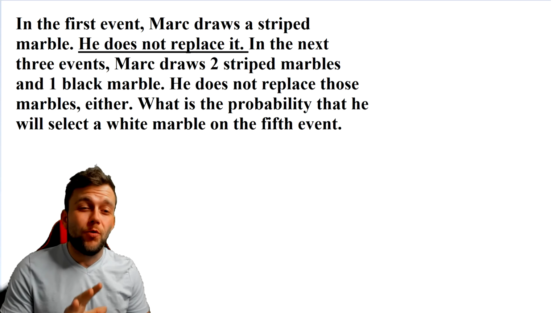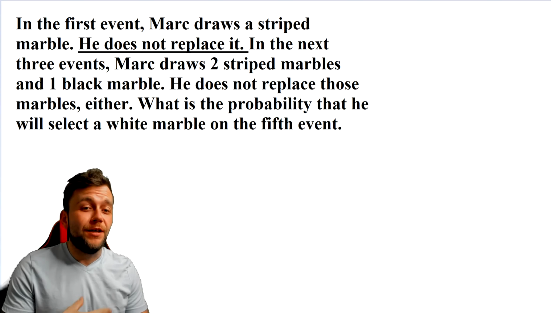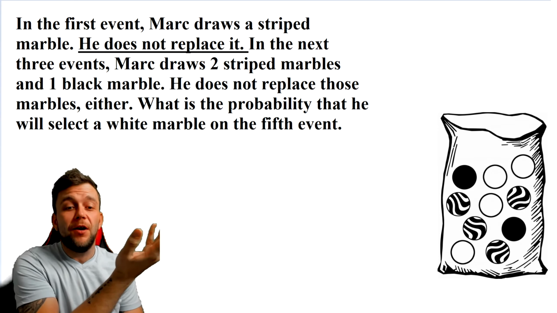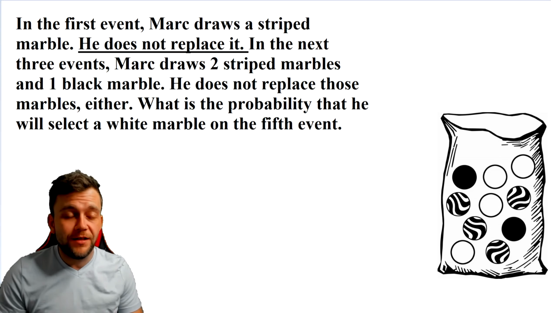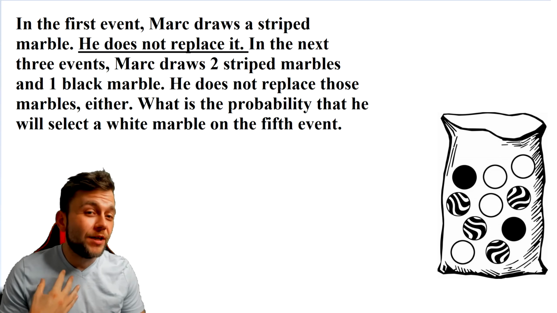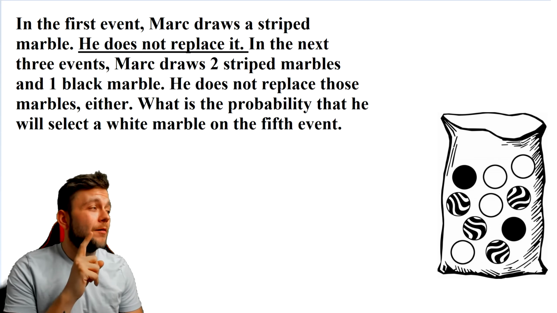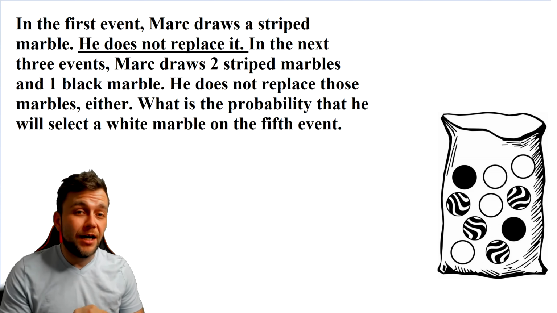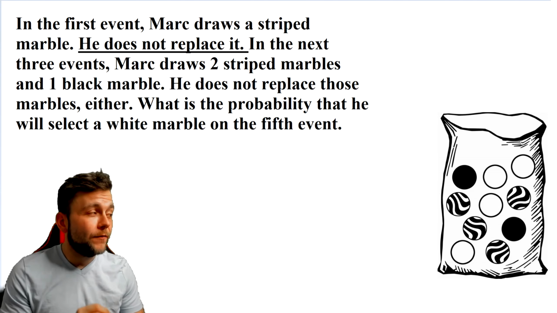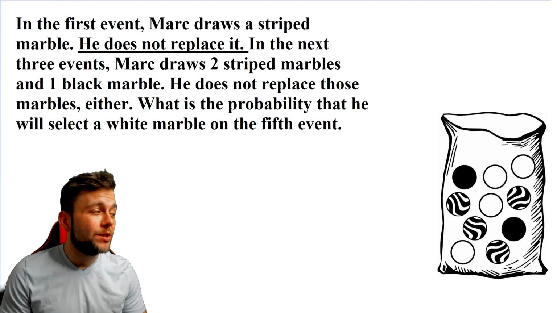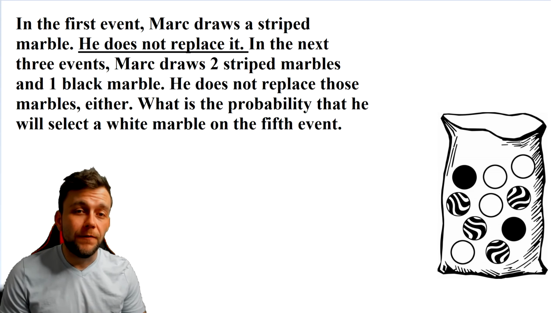Here is our first wordy example problem. It is another marble problem yet again, but this time it's more complex, as you can see by all of the beautiful words up here, right? Let me read this for you. This is very similar to what you'll find on the GED. So, in the first event, Mark draws a striped marble. He does not replace it. In the next 3 events, Mark draws 2 striped marbles and 1 black marble. He does not replace those marbles either. What is the probability that he will select a white marble on the 5th event?